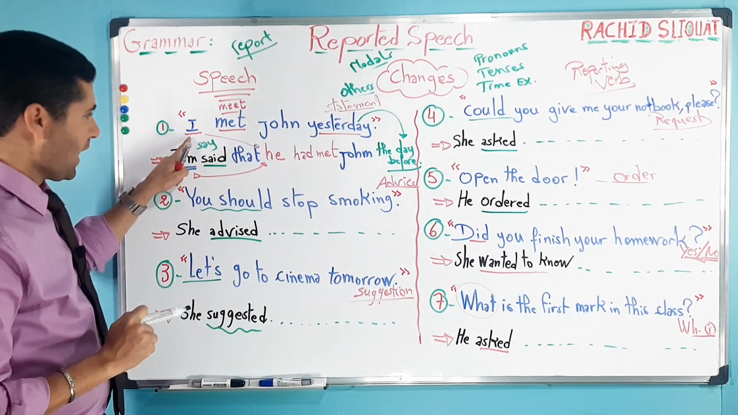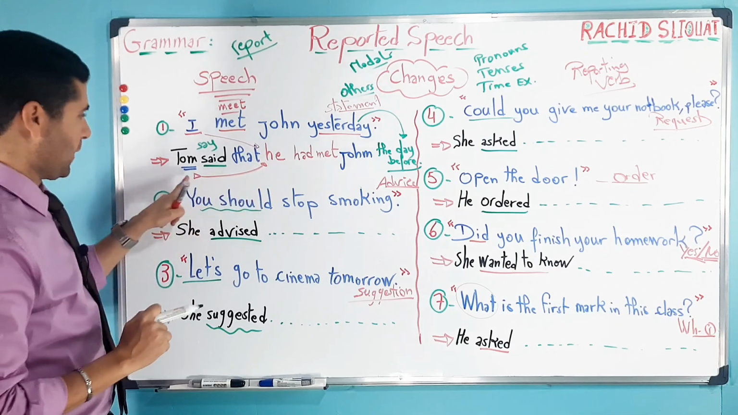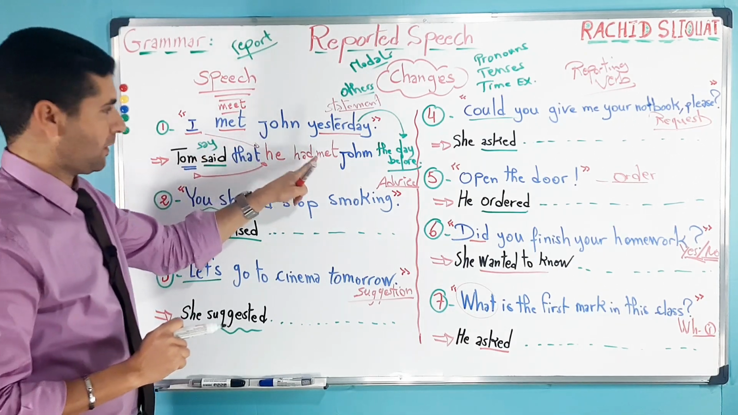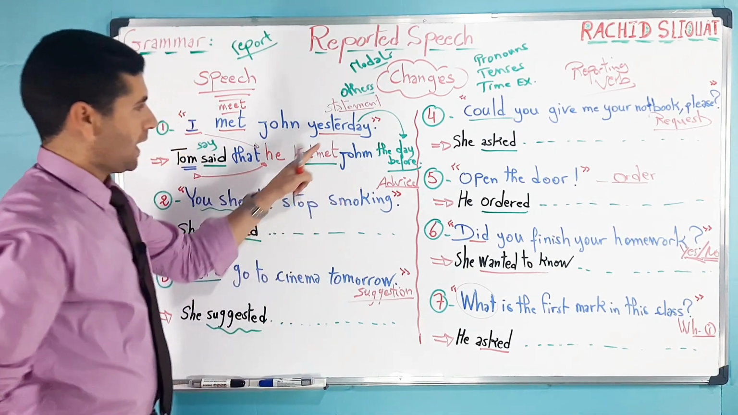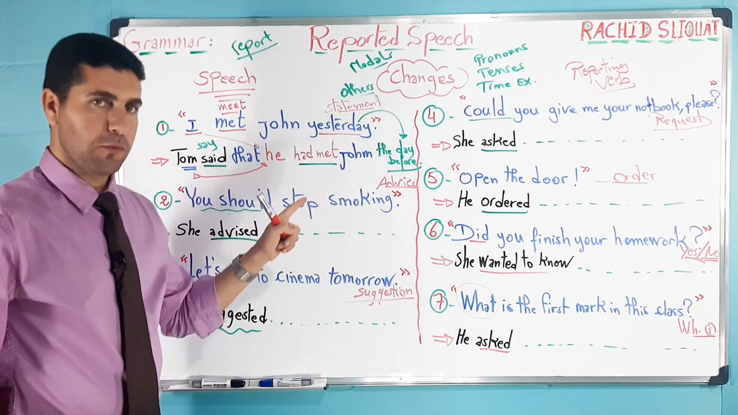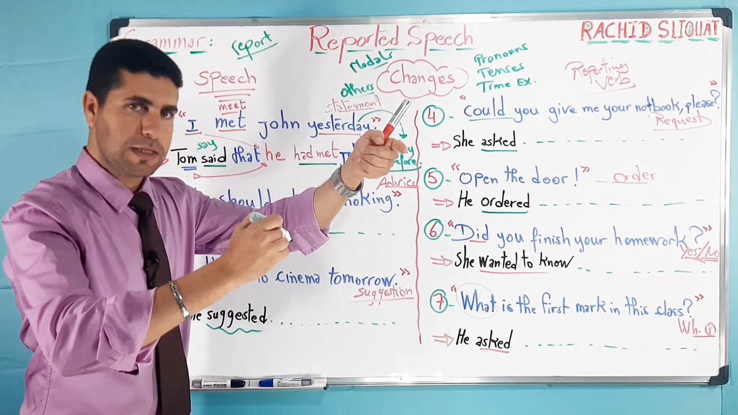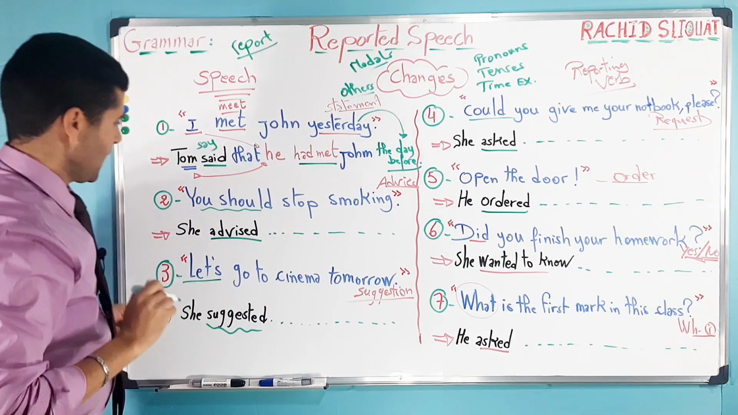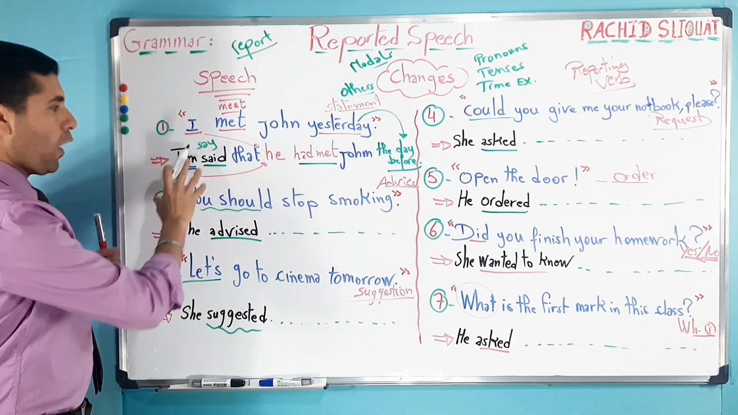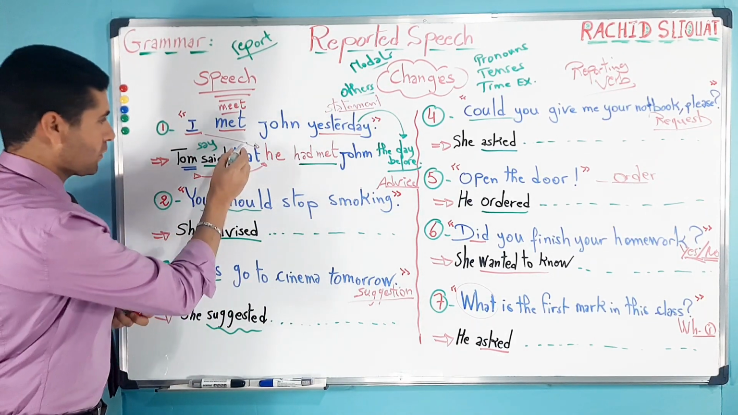So here we changed I to he, because here we have Tom, met, past simple, to past perfect, had met, and yesterday to the day before. Tomorrow, the following day or the day after. All right, so this is it. This is how we report statements. We include that.